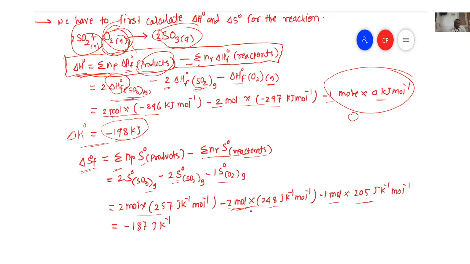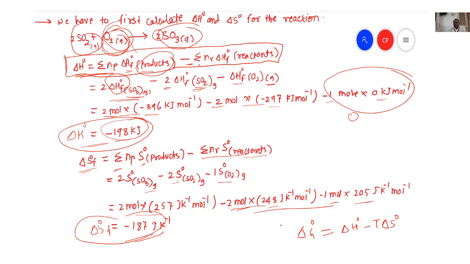Therefore, if you add the values, it is elementary mathematics, multiplication and addition. The delta S0 of formation comes out to be minus 187 joule per degree Kelvin. What we have said is that we have to use this to calculate the Gibbs free energy change. Standard Gibbs free energy change is equal to delta H0 minus T delta S0. Delta H0 we have calculated.